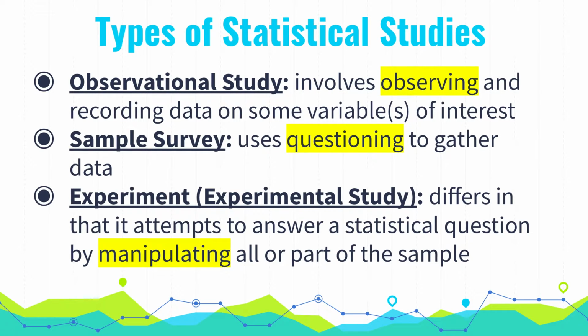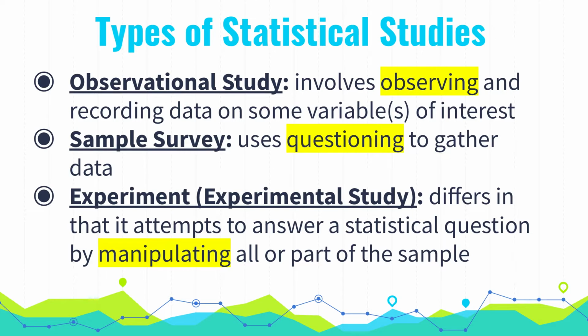There are three types of statistical studies that we will look at. One is called an observational study. The key word in this is observation. It involves observing and recording data on some variables of interest. A sample survey is where you're going to use questioning to gather data. So anytime you see questions, that is in a survey.